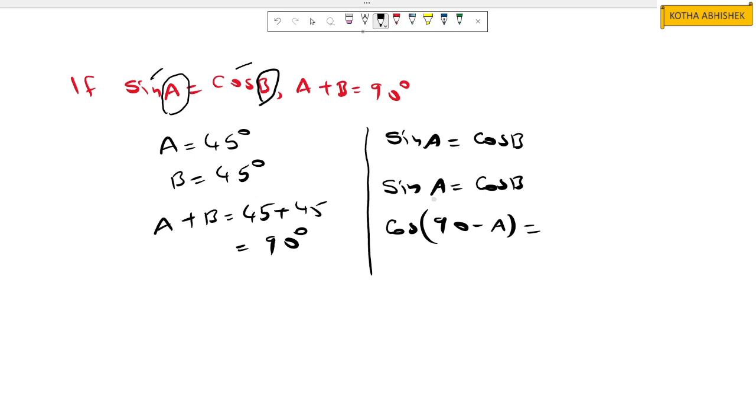So that's why sine A I am replacing with cos of 90 minus A, and right side cos B as it is. Now if we observe both left side and right side clearly, cos of 90 minus A equals cos B, right? So here this trigonometric ratio is cos, this also cos only. Then we can compare the angles. So 90 minus A equals B. Taking minus A to the right side, 90 equals B plus A. So A plus B value is 90 degrees.